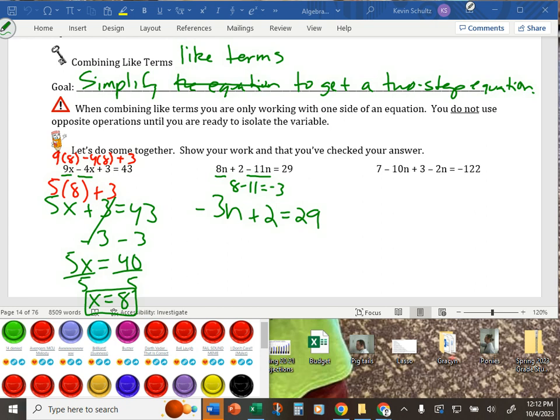The reason why we're not using opposite operations is because opposite operations is when you move something from one side of the equation to the other. Okay? You move something from one side of the equation to the other. We're not doing that here. We're just combining. But now we have a two-step equation, which means we are going to move stuff from one side of the equation to the other. Subtract 2 from both sides. Negative 3n equals 27. Divide both sides by negative 3. And n equals negative 9.